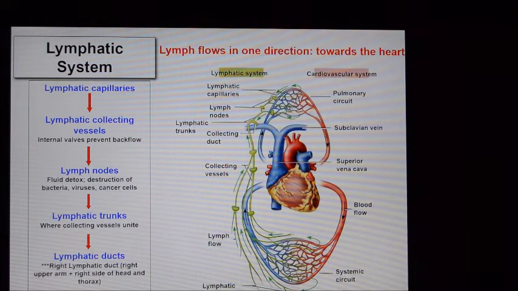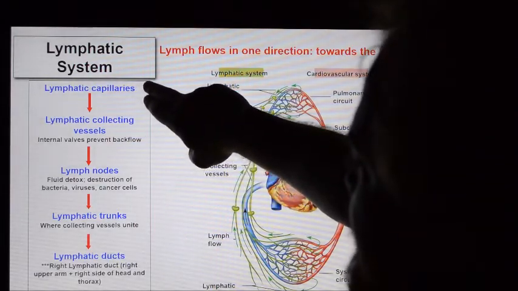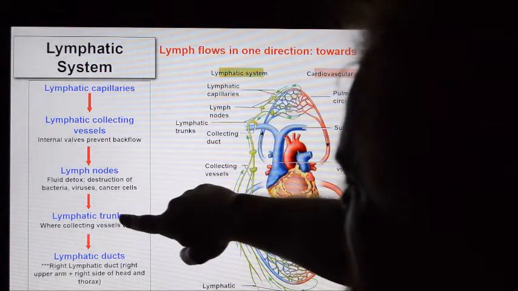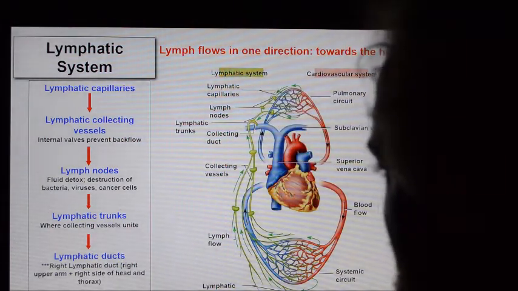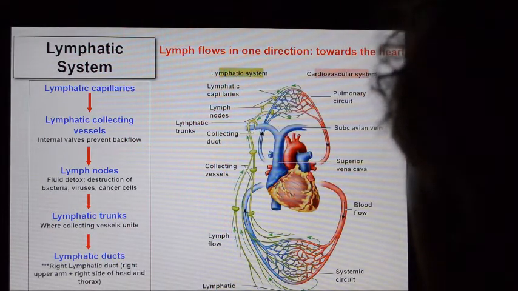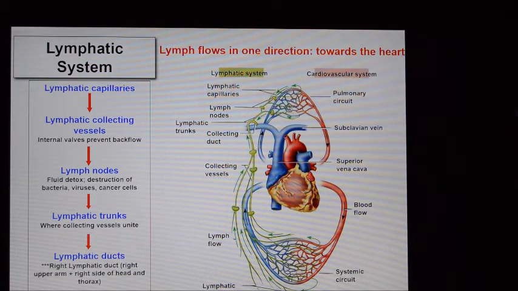Let's see, lymphatic capillaries, lymphatic collecting vessels, lymph nodes. This sort of runs just like the rest of the cardiovascular system. The idea is that you've got the smallest carriers to bigger ones, to bigger ones, to bigger ones, and then back into the cardiovascular system. So it's pressure driven. Every time the heart beats, we're pressing some of this fluid back into the lymphatic system.